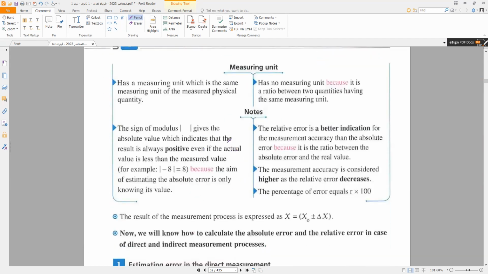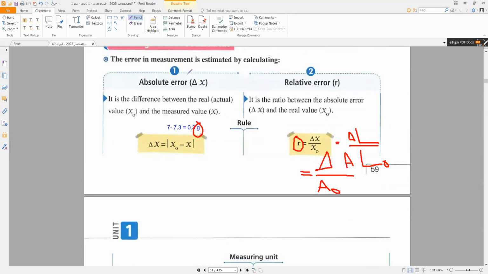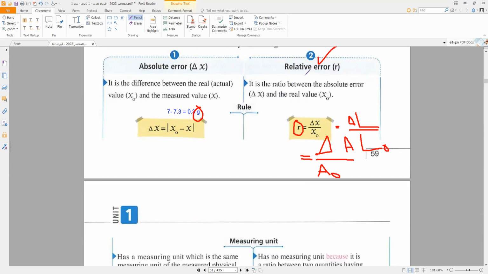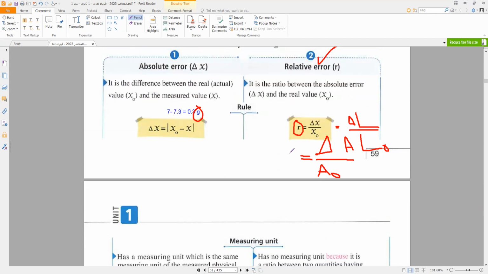Which one is a better indication of the accuracy of your device, absolute error or relative error? The better indication for your measurement process is the relative error. And when its value is smaller, the device has higher accuracy. If you have two devices, you can compare them: which one has the smaller value of relative error?